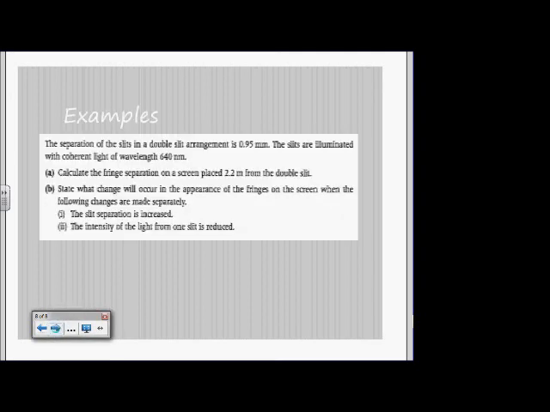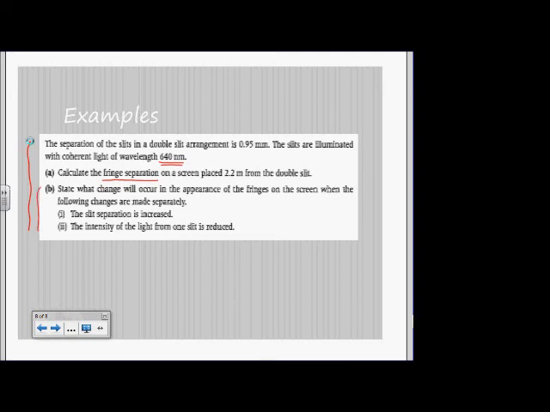But just to give you a little bit of practice first of all yourselves, I'd like you to copy out this example here and do this example in your notes. So the first part involves you calculating not the wavelength, you're given the wavelength, but it involves you calculating the fringe separations. That, in other words, is the distance between two adjacent maxima, the x value.